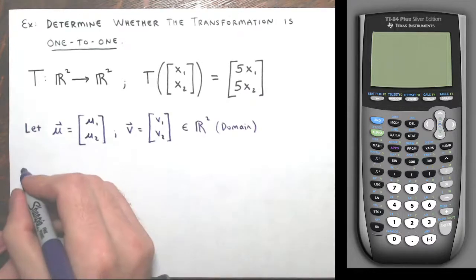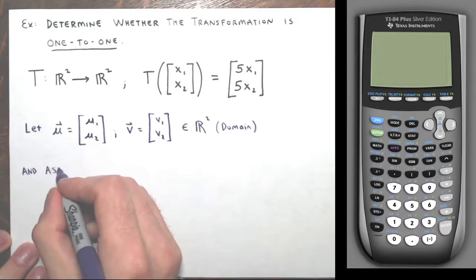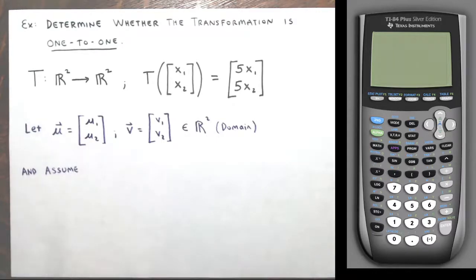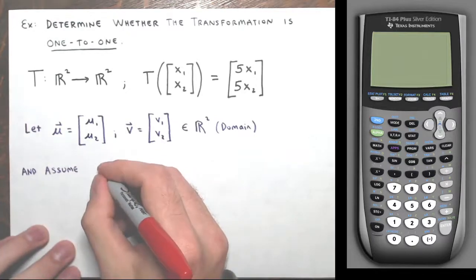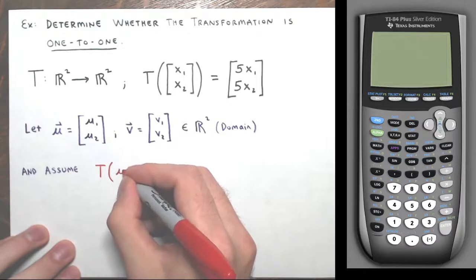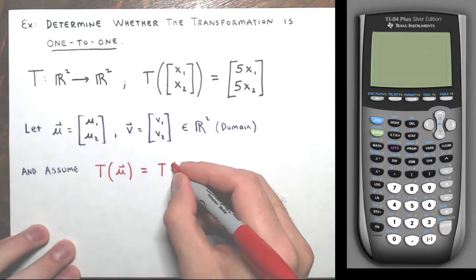And we're going to assume that their images are equal. We're going to assume that the image of u under T, so T of u, is equal to the image of v under T.